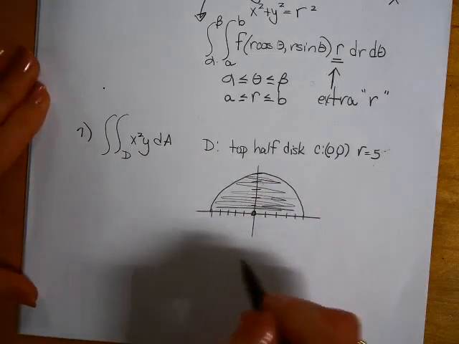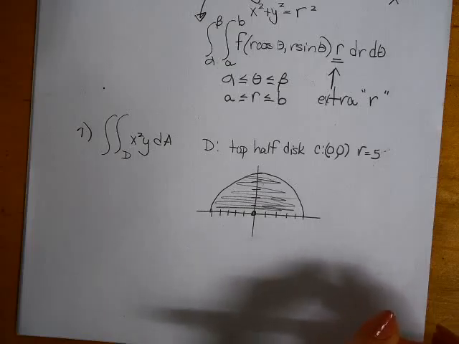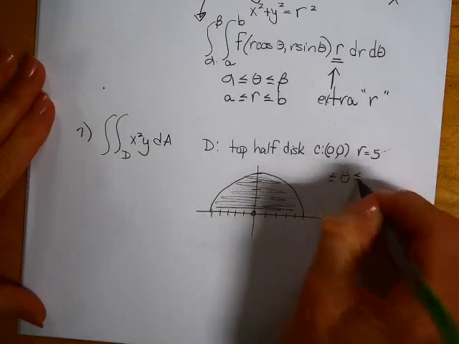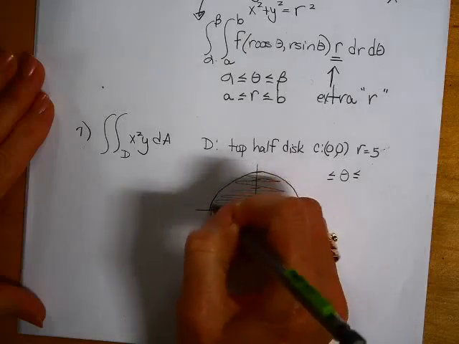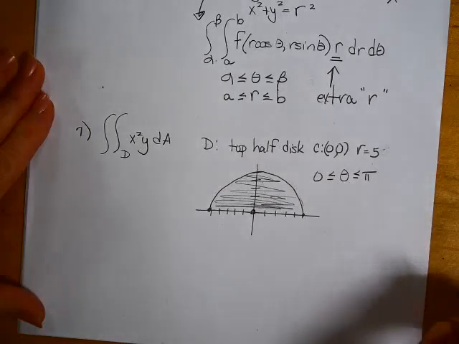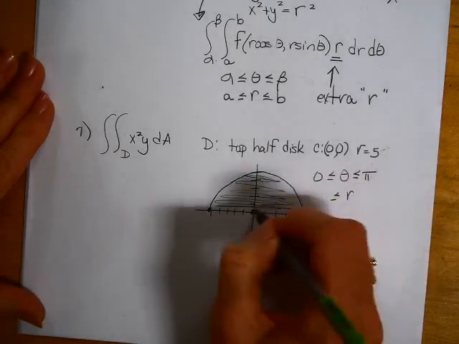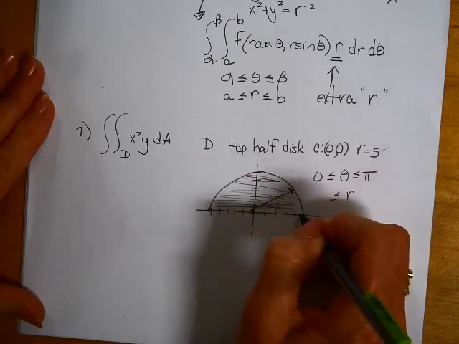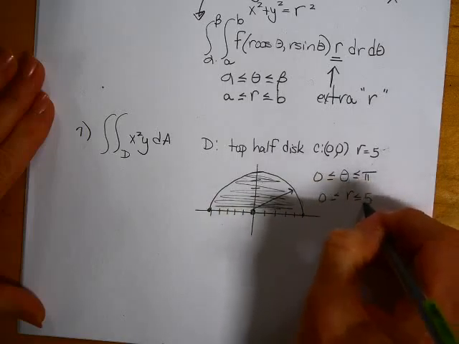If I'm going to change everything to polar coordinates, I need to know what my r is and what my thetas are going to be. First of all, let's tackle theta. It is starting at 0, and we always go like this. This is going from 0 to pi, because you're doing half of that circle. And your r is from here to that line right there, which is the line r equal to 5. The radius is 5, so you're going from 0 to 5.